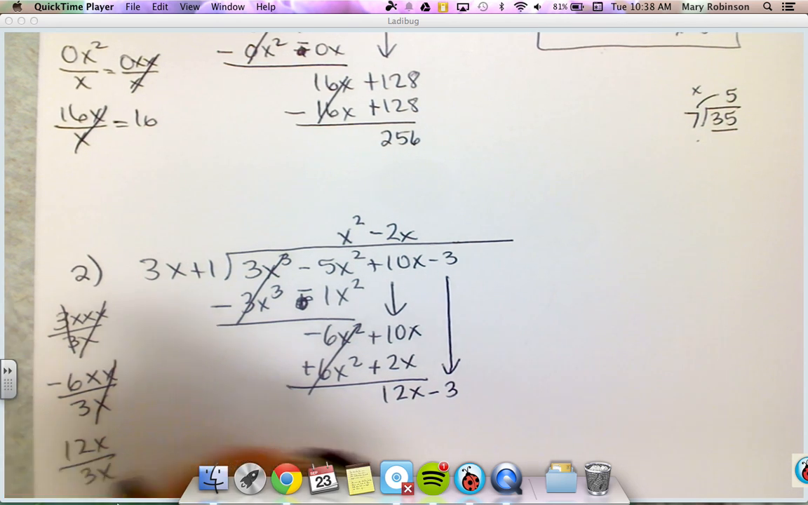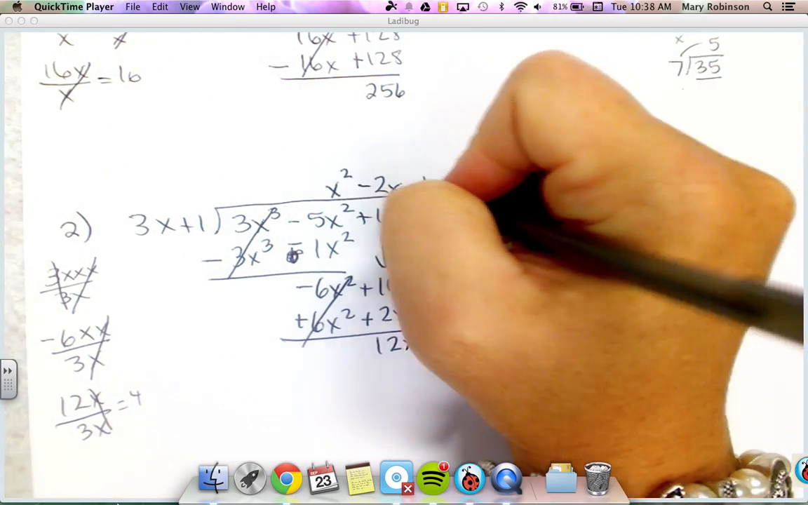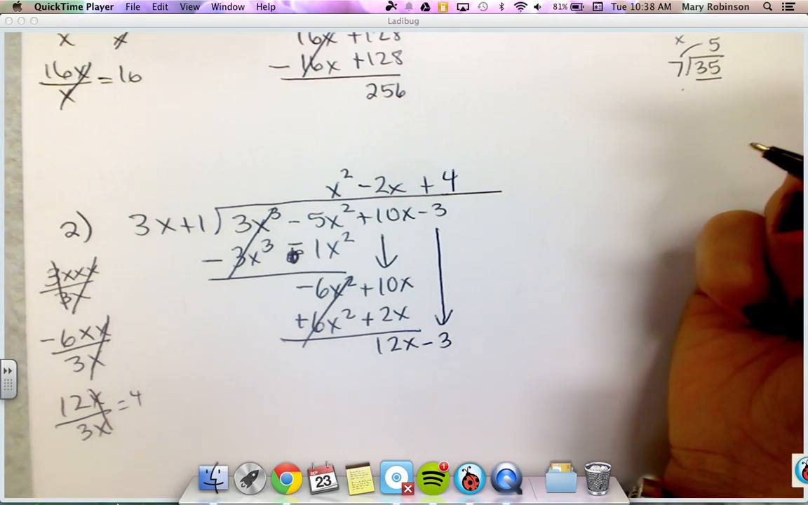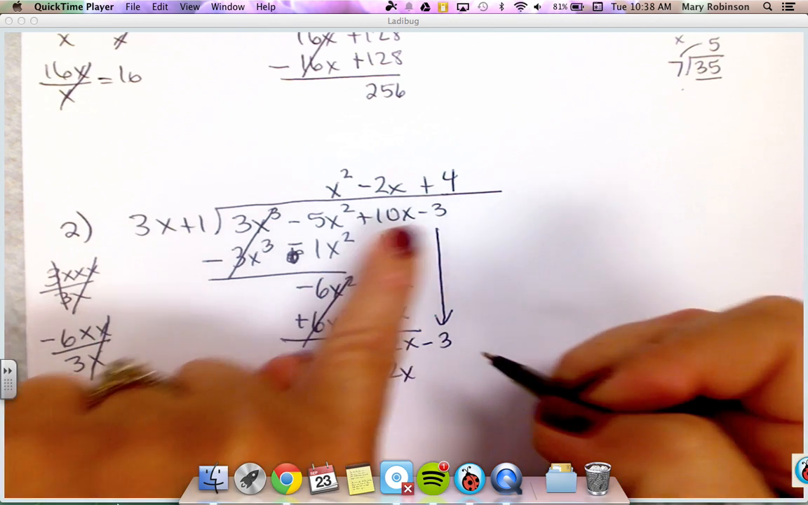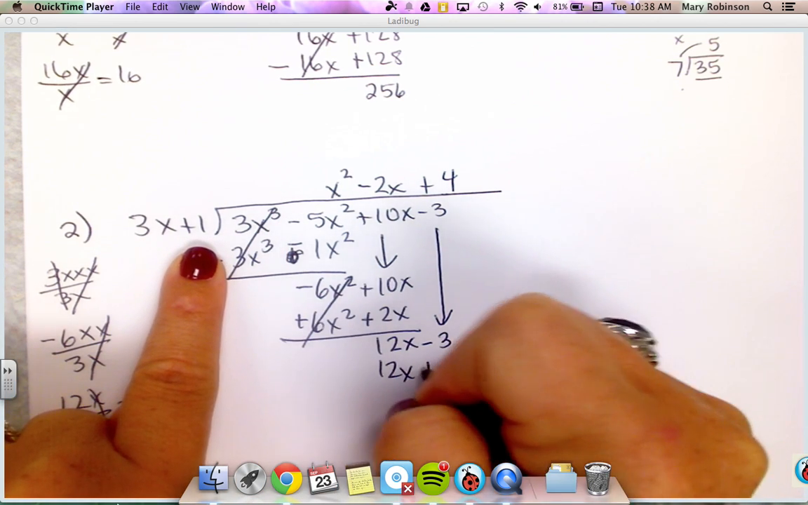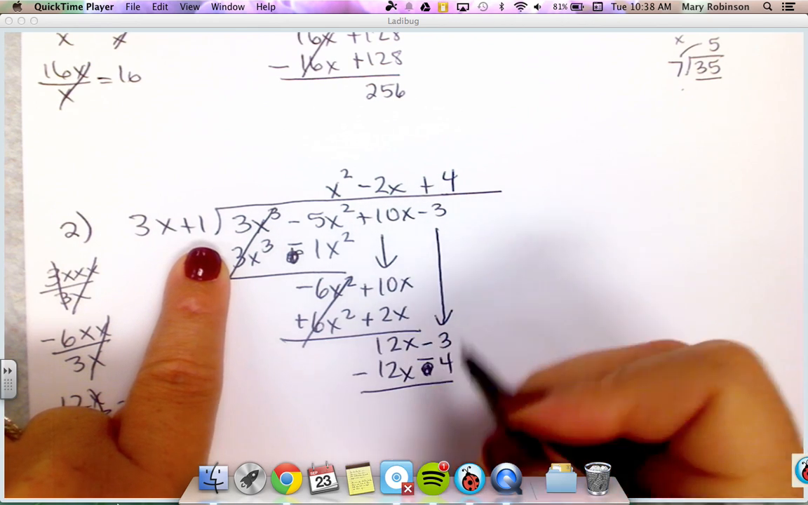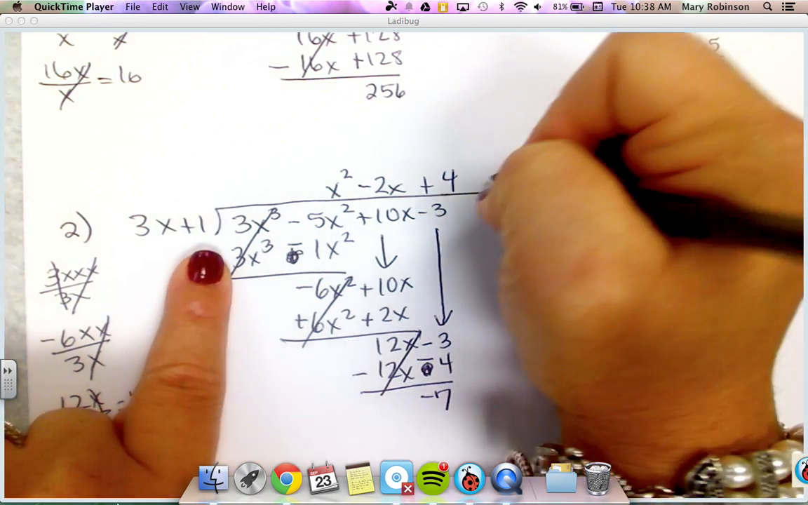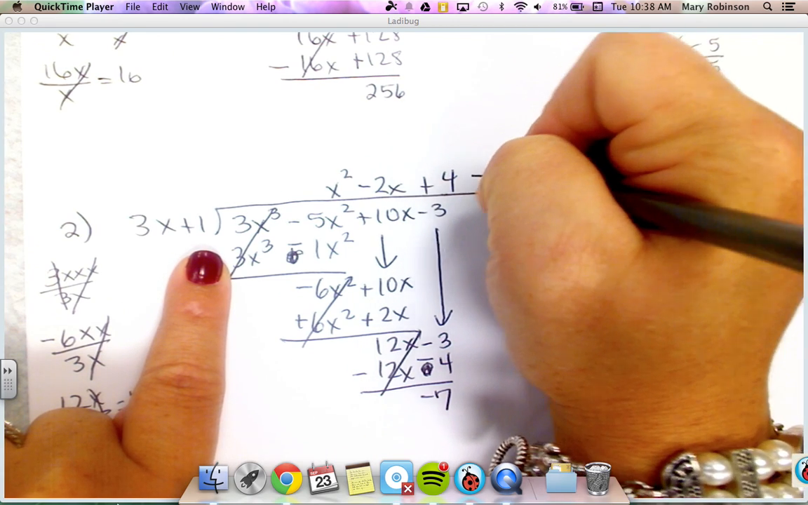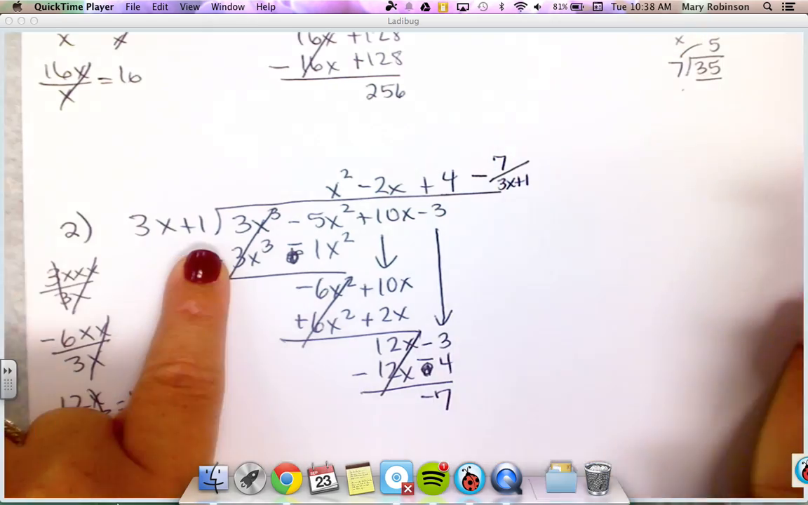12x divided by 3x is 4. So that's our constant term. Go back and distribute. 4 times 3x is 12x. 4 times 1 is positive 4. Draw your line, switch your signs. Negative 3 minus 4 is negative 7. So I'll put up here minus 7 over 3x plus 1.